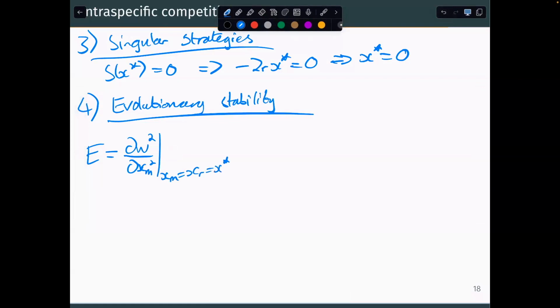Okay, at the end of the day, all that is is taking a second partial derivative. You're applying the chain rule. It's a bit laborious. If you do that, you end up with your E, which is going to tell you your evolutionary stability, evaluated when your mutant and your resident trait are both equal to the singular strategy of 0. It's going to be minus r times 4x star squared plus 2, and x star is equal to 0. So we end up with minus 2r, which is negative. You see that in this case now, x star is evolutionarily stable.